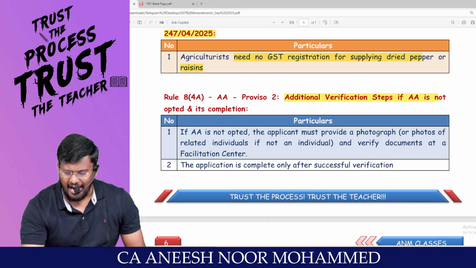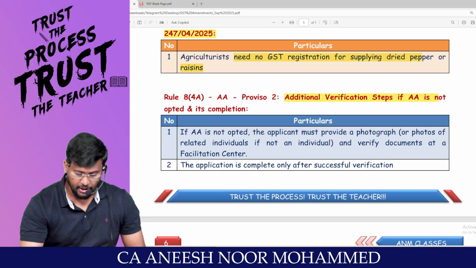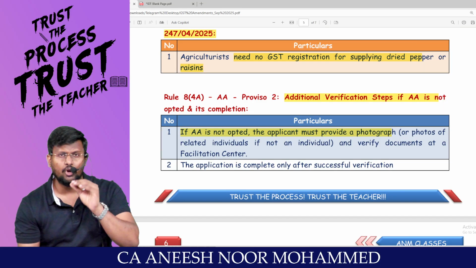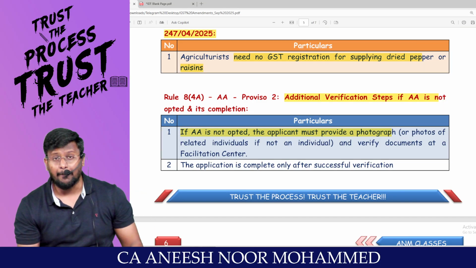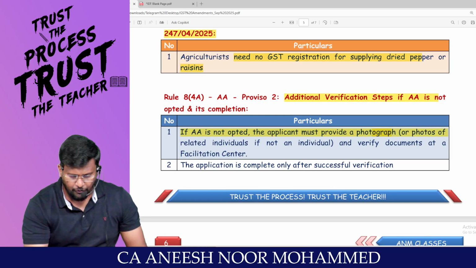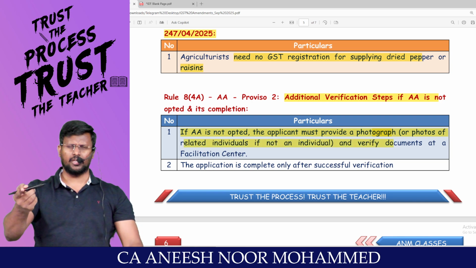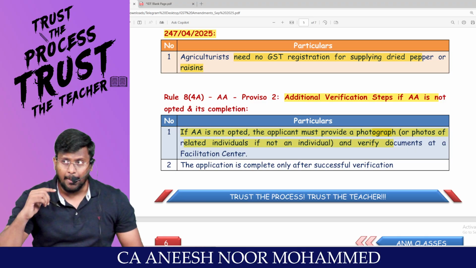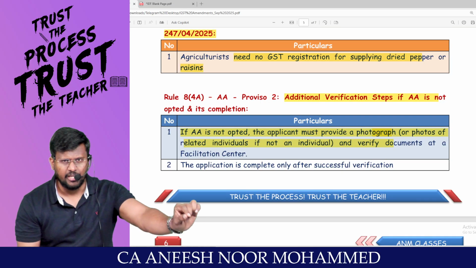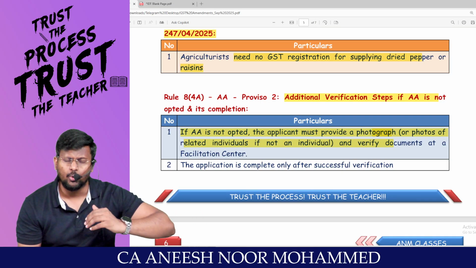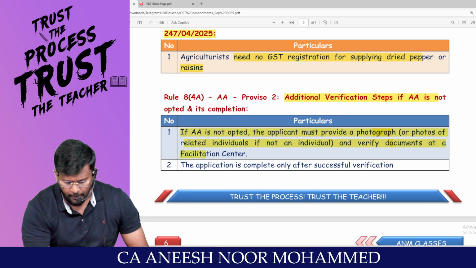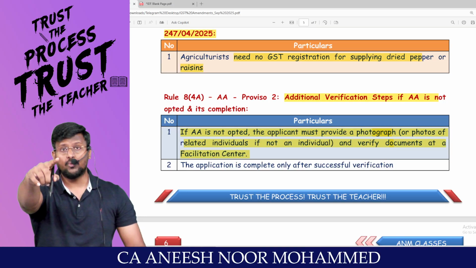Sir, we are having additional verification, Aadhaar authentication. If Aadhaar authentication is not opted, that means when I am taking registration, I have not opted for the Aadhaar authentication option, the applicant must provide a photograph. This is again a circular. They are saying rules or photos of the related individual. If it is not an individual, that means if I am going to take registration for a company but have not opted for Aadhaar authentication, then I have to provide the photograph of the people who are going to take the registration. Or in case of a company, the managing director must verify documents at the facilitation center. You have to go and verify there.